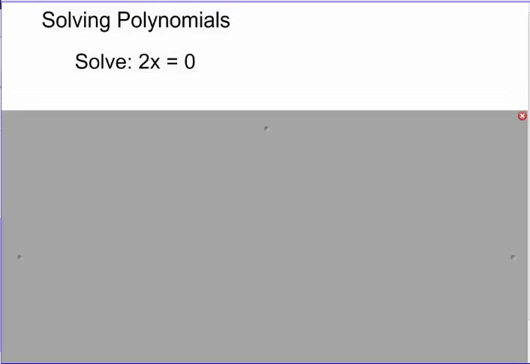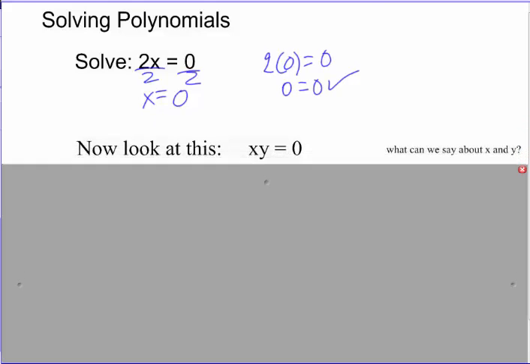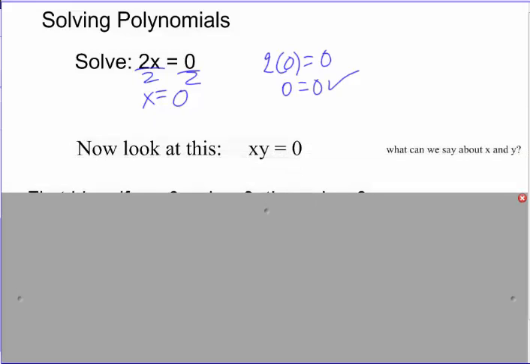All right, so the first one, solve 2x equals 0. Okay, so what do we do to solve this one? Divide by 2 on both sides. And so x is equal to 0. So then if we plug it in, 2 times 0, does that equal 0? Yes, it does. So you get 0 equal to 0. So that works. Okay, that's leading us into what the zero product property means.